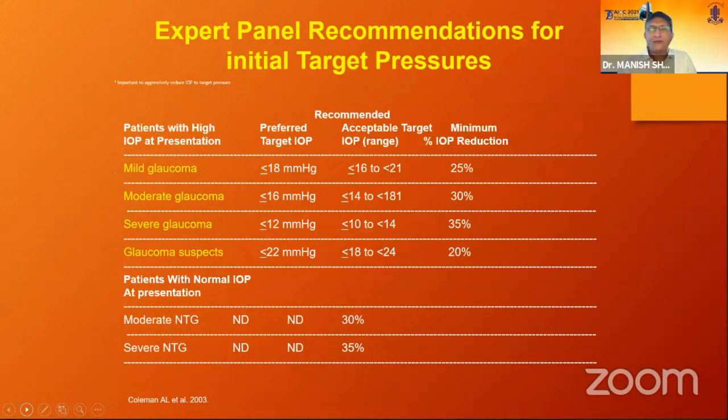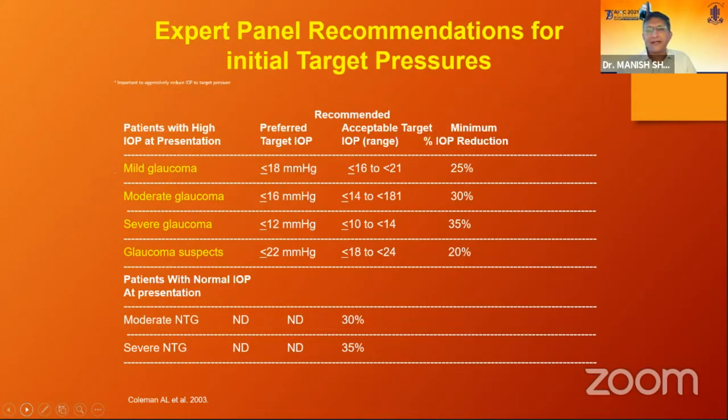Overall, in mild glaucomas, you're going to target a pressure less than 18 with an acceptable range of 16 to 21, with a 25% reduction from the baseline. In moderate glaucoma, you are going to go for a target pressure less than 16, ranging between 14 and 18, with a reduction of 30% from baseline. In severe glaucoma, you would definitely like a lower pressure of 12 millimeters or below, acceptable range between 10 to 14, with a 35% reduction from baseline.